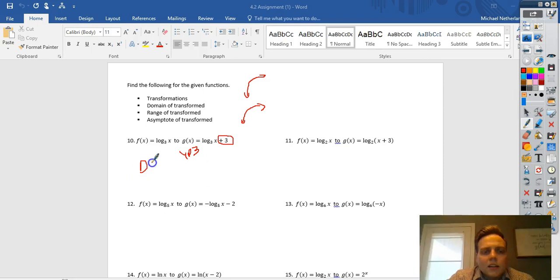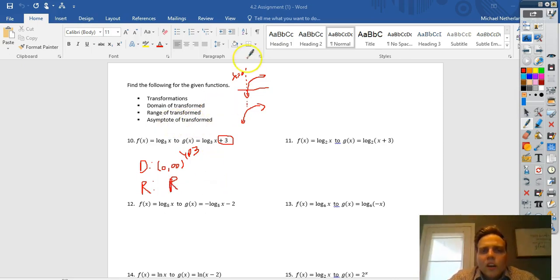The domain. Well, I still have my vertical asymptote at x equals 0, and I'm going to look like this. So, I just go from 0 to infinity. Okay, from 0 to infinity. Then the range, well, do I ever stop going down or stop going up? No. So for all log graphs, you guys can remember, the range is all real numbers.